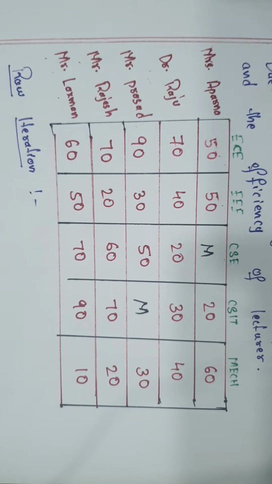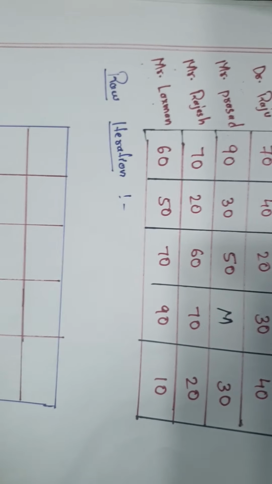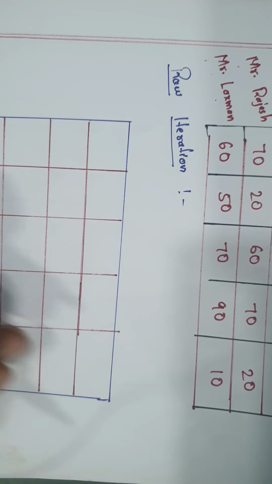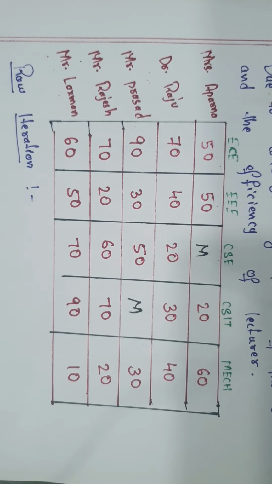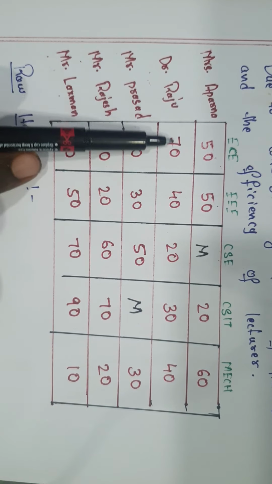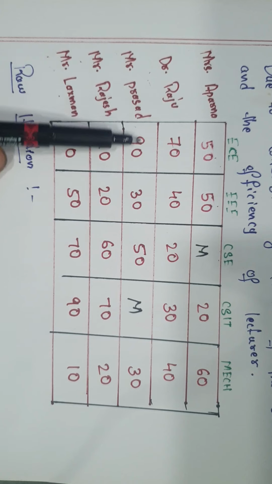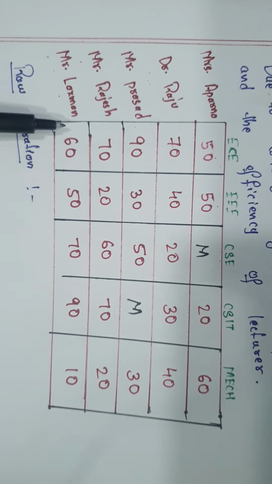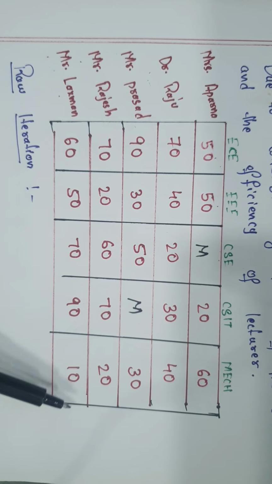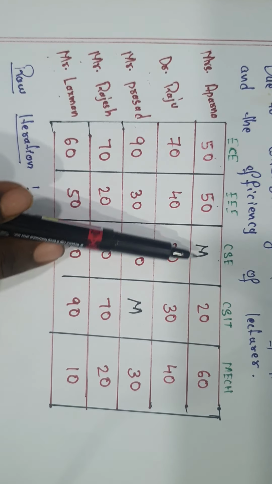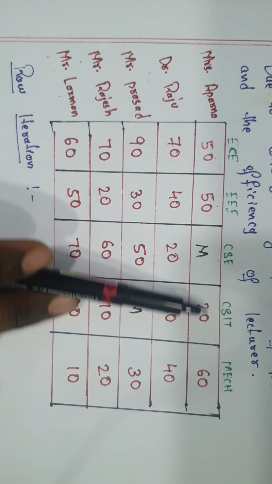So what you have to do first is go for the row iteration. In row iteration, first you find R1, then R2, then R3, then R4, then R5. So if I take row 1 here: 50, 50, M, 20, 60, which one is the least value?